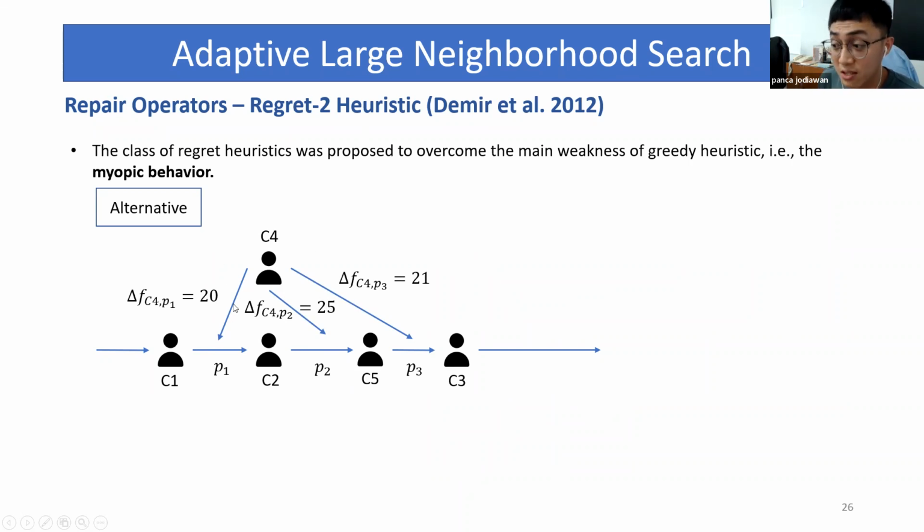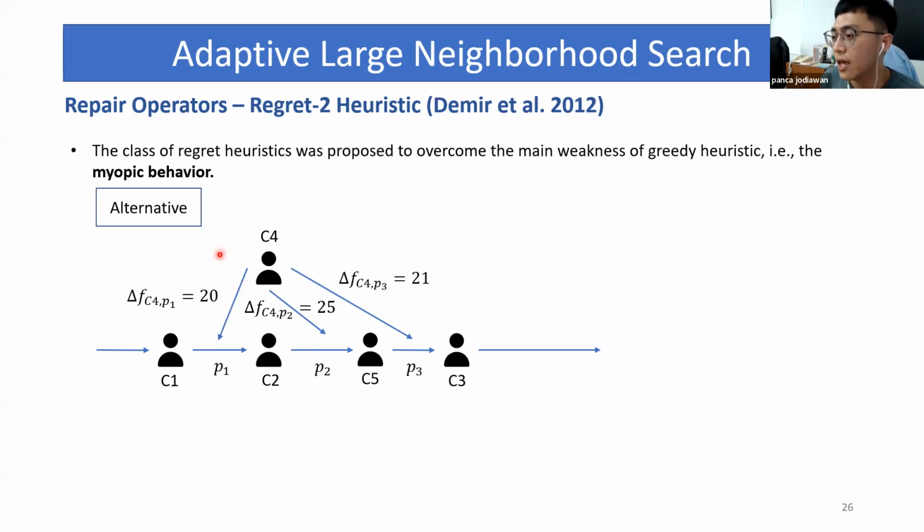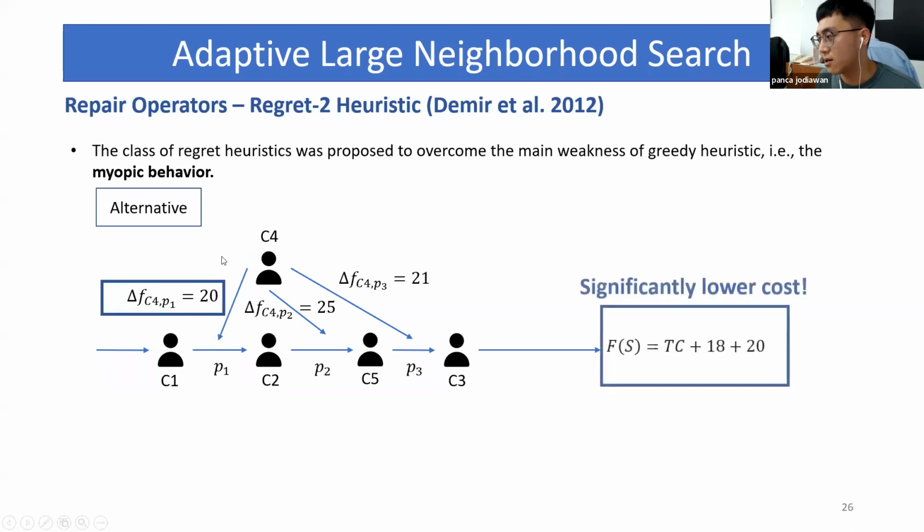Then for sure we will select the least cost 20 here, and that means what we have here is TC plus 18 plus 20. If you still remember that in the first one, if we use the greedy approach, we get TC plus 15 plus 40, right? But if we use the concept of the regret heuristic, we get TC plus 18 plus 20, which means in the end of the solution, we get lower cost compared to the greedy approach. So this is the regret heuristic. Okay.